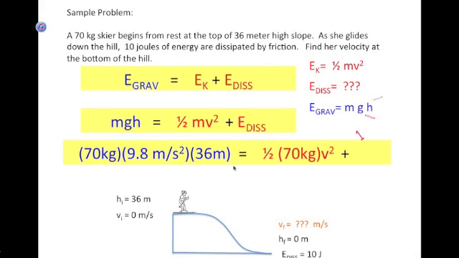So as we drop the values in each place that they belong, mass is 70 kilograms, acceleration of gravity 9.8 meters per second squared, and the beginning height from the gravitational field was 36 meters. We set that equal to 1/2 the mass of the skier times the velocity squared. The velocity is what we're looking for. Remember, right here at the top of the problem it says find her velocity at the bottom of the hill. So we leave the v in there since that's the value we're looking for. Then we know that dissipated energy was 10 joules, so we put that value in. So now we're ready to solve numerically.